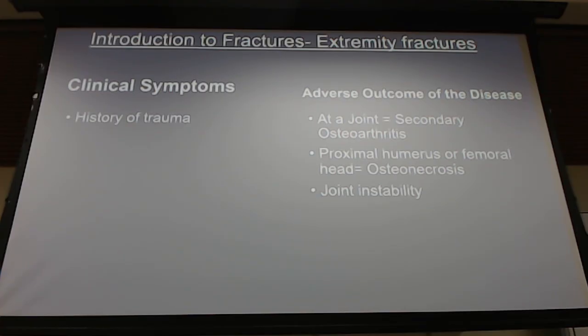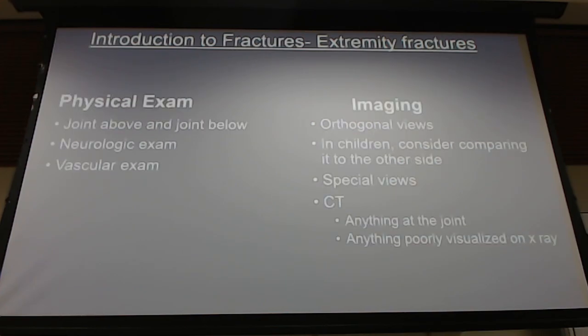That condition is called what? Osteonecrosis. So if I ask you what is a long-term complication of femoral neck fractures or scaphoid fractures, then osteonecrosis is the answer. That's why these conditions need to be treated very acutely. You want to make sure you immobilize extremity fractures, immobilize the joints above and below the fractures, and you always do a neurovascular exam.